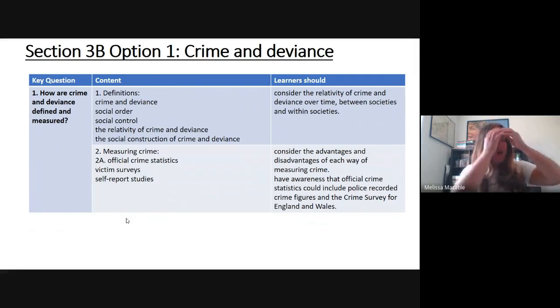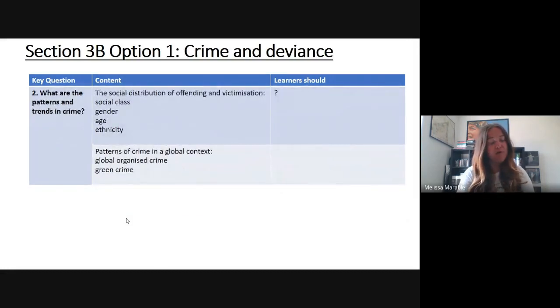Now, I always teach crime and deviance, but depending on what your teacher wants to do next year, it's up to them. So they might want to teach education, or they might want to teach religion, belief and faith. But I just wanted to make you aware, if you were going to do this, these are the types of things you'll be looking at for crime and deviance, and also this part as well.